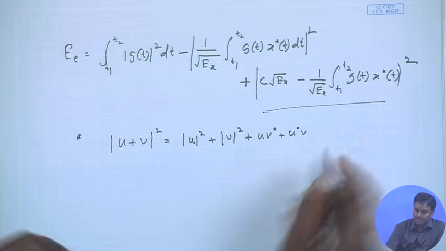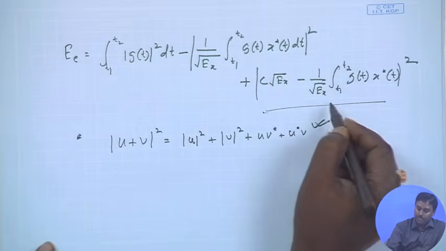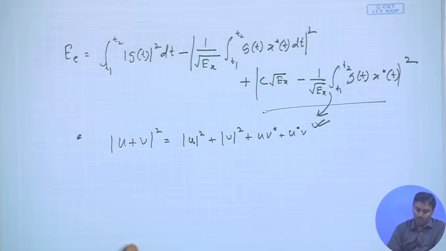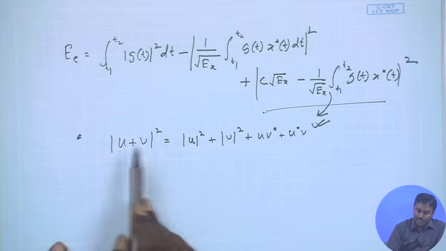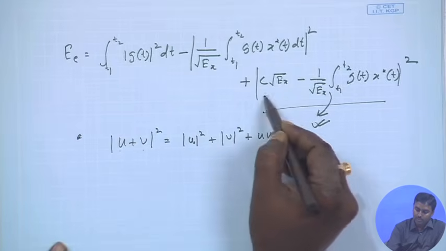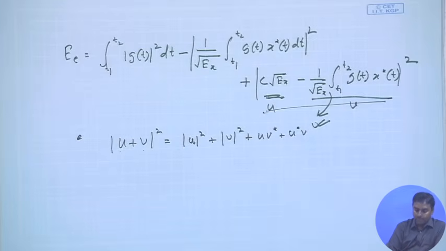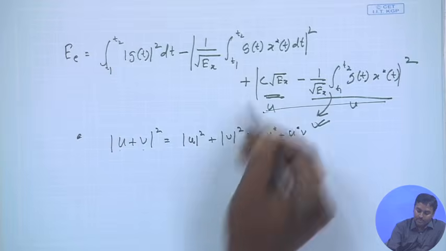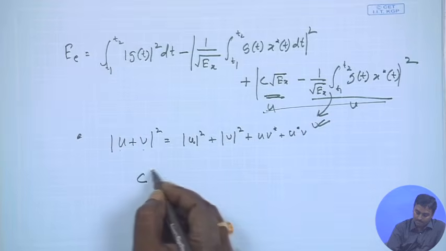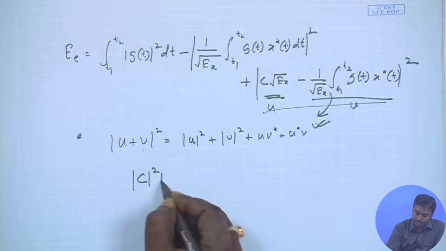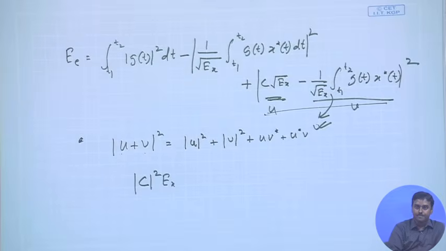Okay. So, if I just evaluate this portion with respect to this, what do we get? So, this is actually u plus v. So, this is becoming my u and this is becoming my v. So, just evaluate it, what do we get? Here we get mod c square E_x, right, because root E_x is not complex, it is an energy, it must be a real number. Okay.